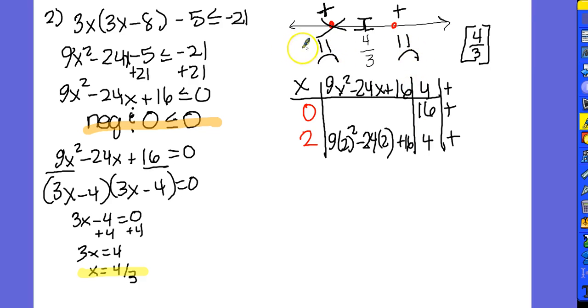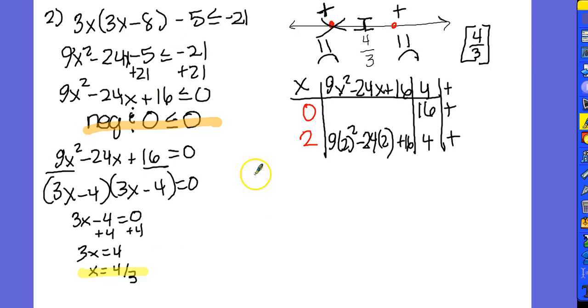If I were to pick any other number in the whole universe to plug in for x into my original inequality, nothing would work except for 4/3. That's the only thing. Question?